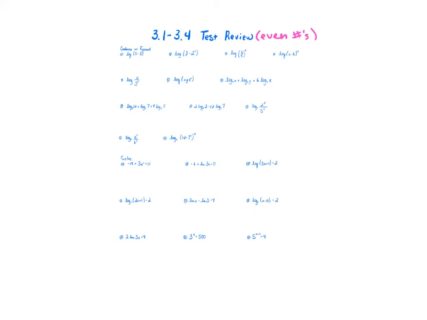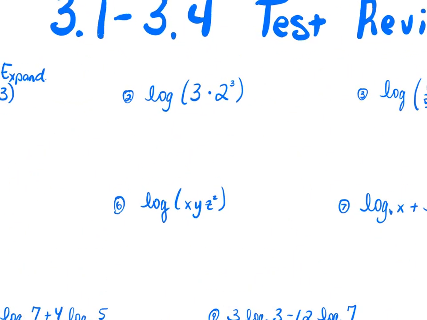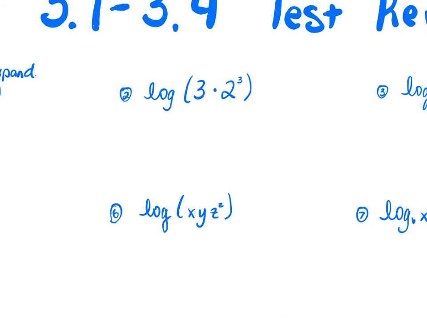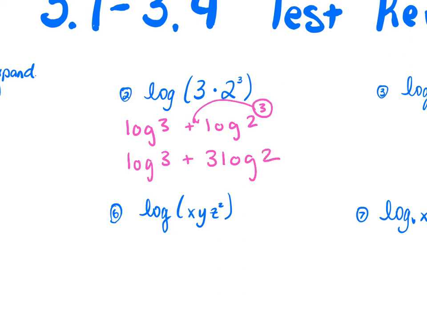All right, so we're going to do the even numbers today. So let's look at number 2. Are we condensing or expanding here? Expanding. So what do we need to do? Addition. So we would have log of 3 plus log of 2 cubed. What else do we have to do? You move the cubes to the front. So log of 3 plus 3 log of 2. That's our answer.